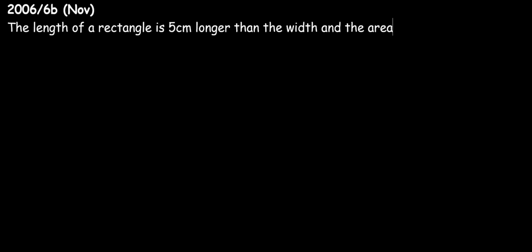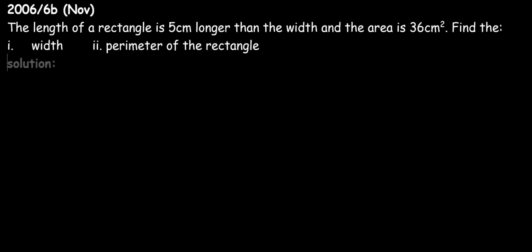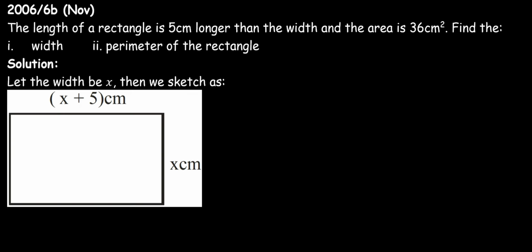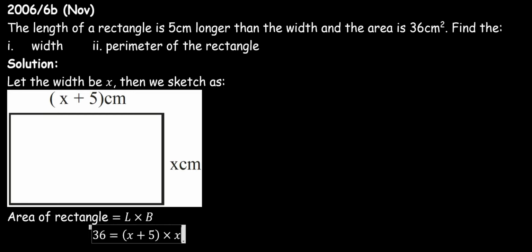2006/6B November. The length of a rectangle is 5 cm longer than the width, and the area is 36 cm square. Find the width and perimeter of the rectangle. Solution. Let the width be x, then we sketch as shown below. Applying the formula of area of a rectangle, which is equal to length times breadth, substituting, we have area has been given to be 36 equals to bracket open x plus 5 bracket close times x. We have just substituted for L times B.